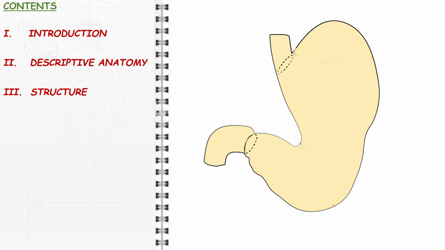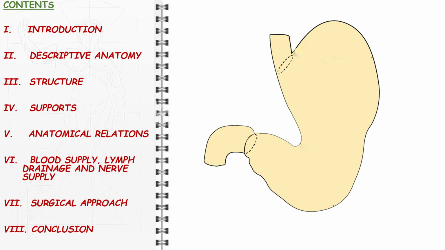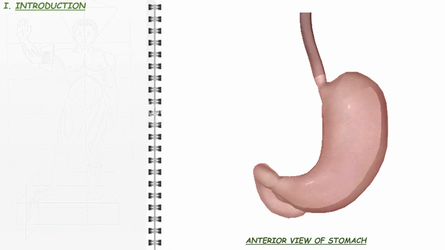Next, we will take a closer look at the layered structure of its wall and the macroscopic aspect of its lumen. We will, then, explore the numerous anatomical relations that each portion of it establishes as a thoraco-abdominal, intraperitoneal, long and wide organ. Afterwards, we will proceed to describe the blood and nerve supply and lymph drainage of the stomach before summarizing.